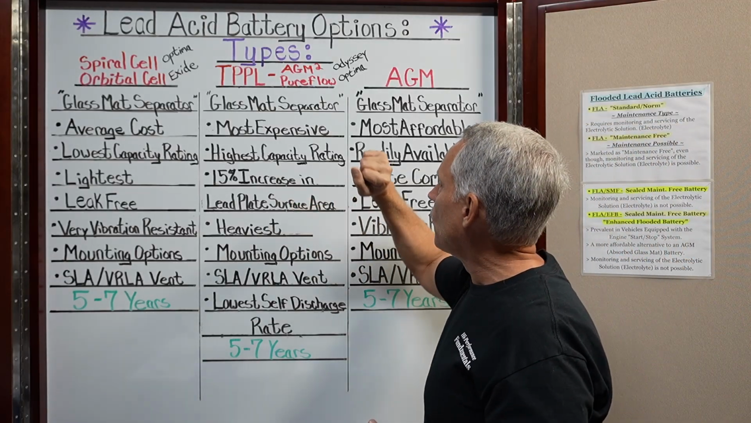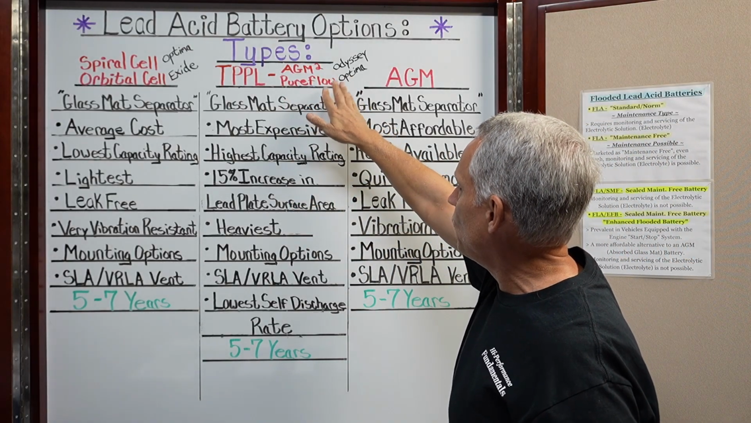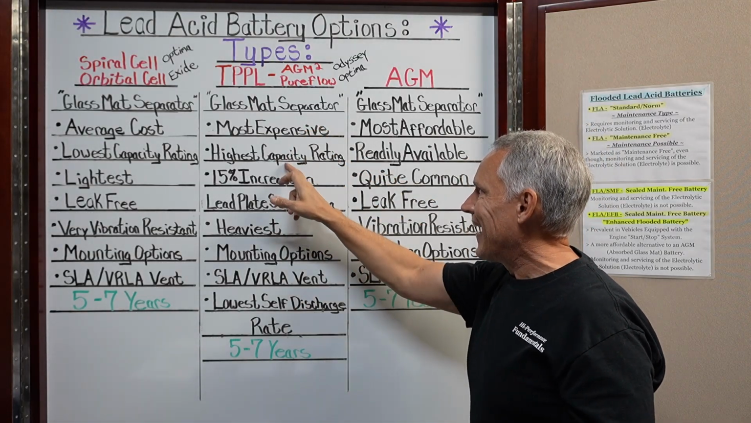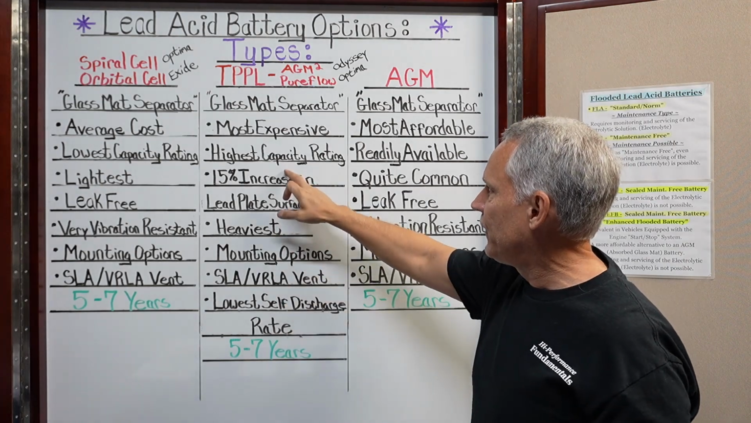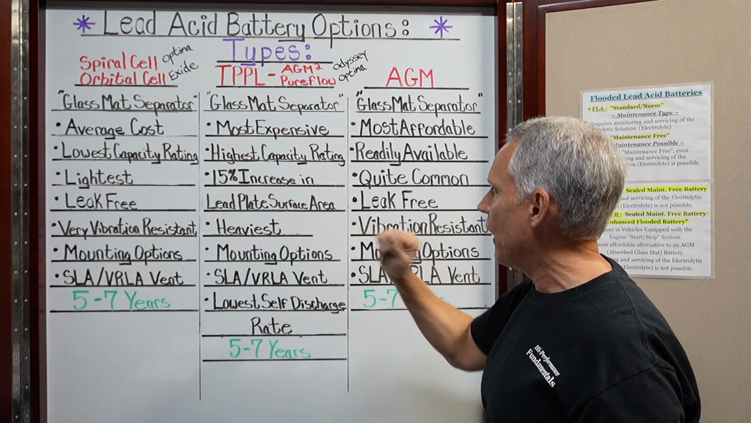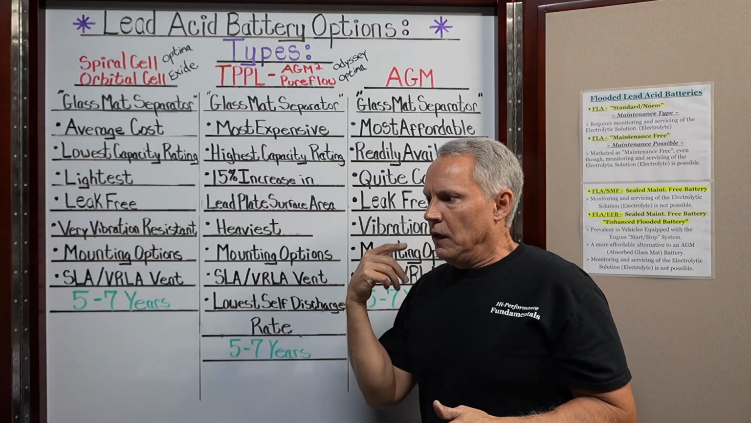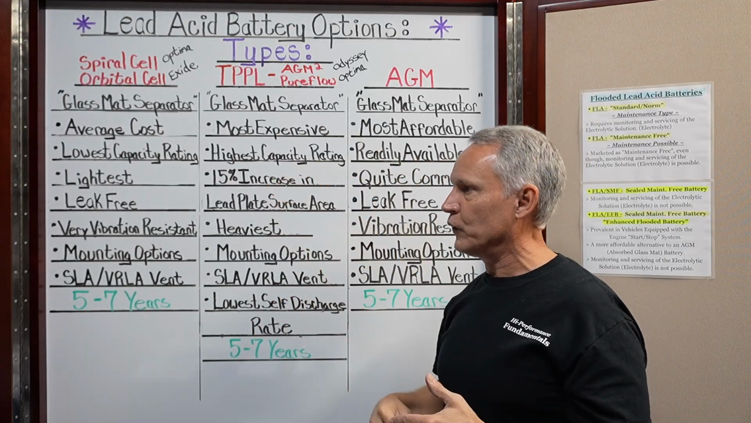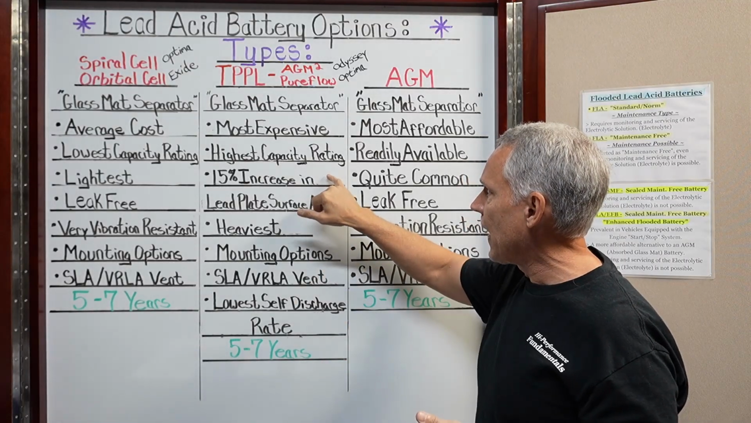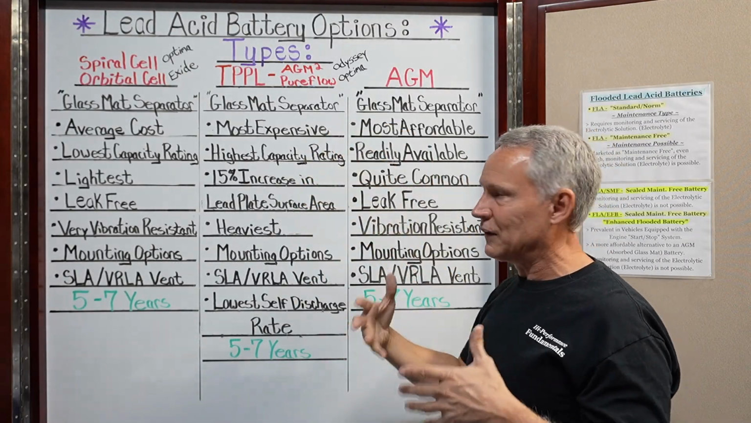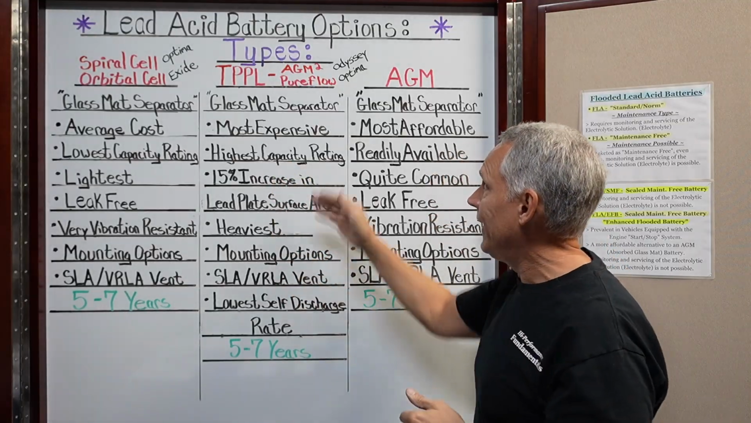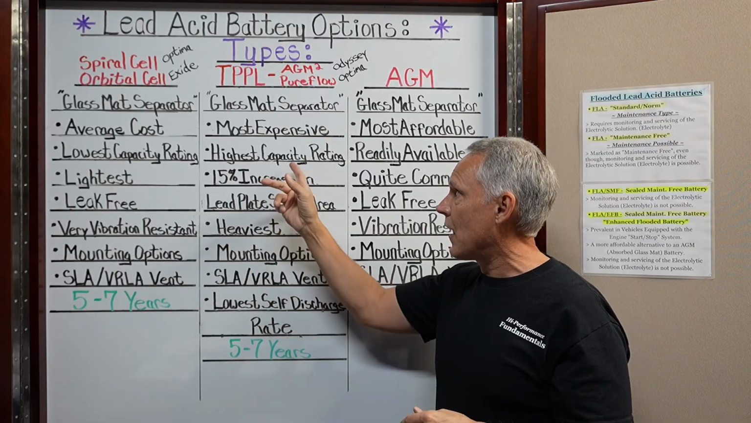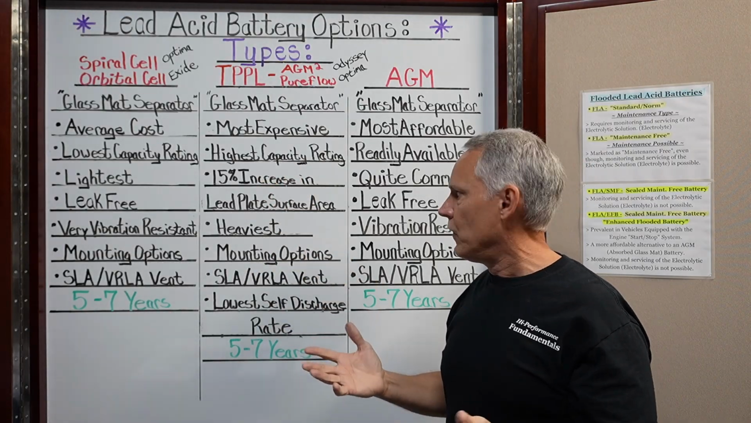So from there, let's go to our thin plate pure lead AGM2 or pure flow battery. It is the most expensive of the bunch. It has the highest capacity rating. It has a 15% increase in lead plate surface area. Okay, now, if you know anything about lead, you know that it's becoming very expensive. Lead-based batteries are getting more and more expensive all the time. Since it has more lead plate surface area inside the battery, it is going to be more expensive. Since it has more lead plate surface area inside the battery, it's going to have a higher capacity rating. That is the way it is.